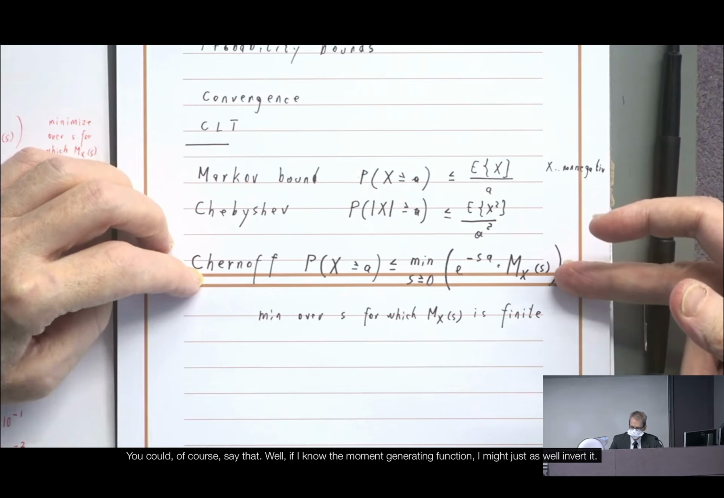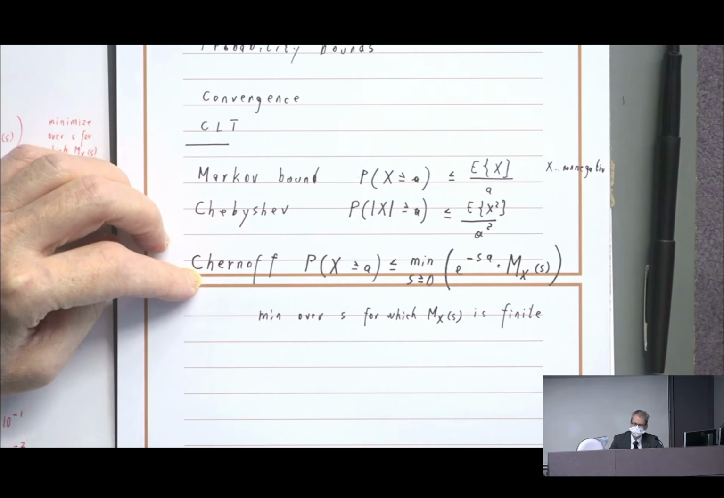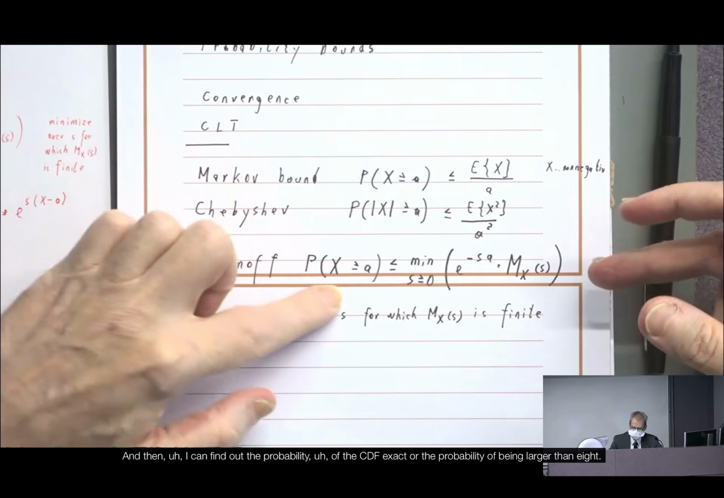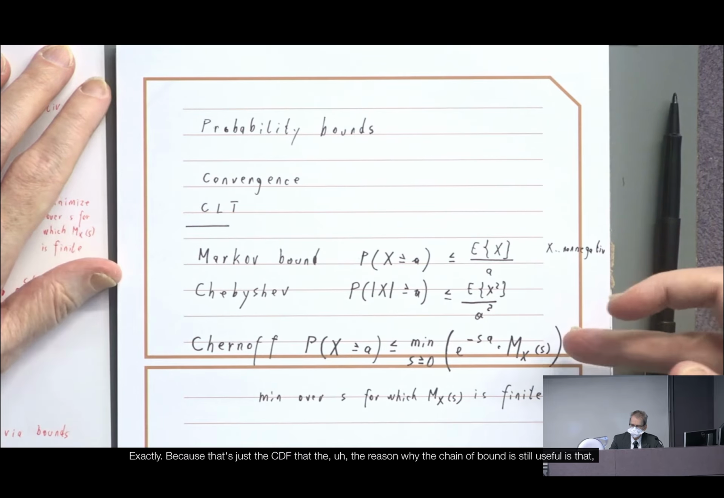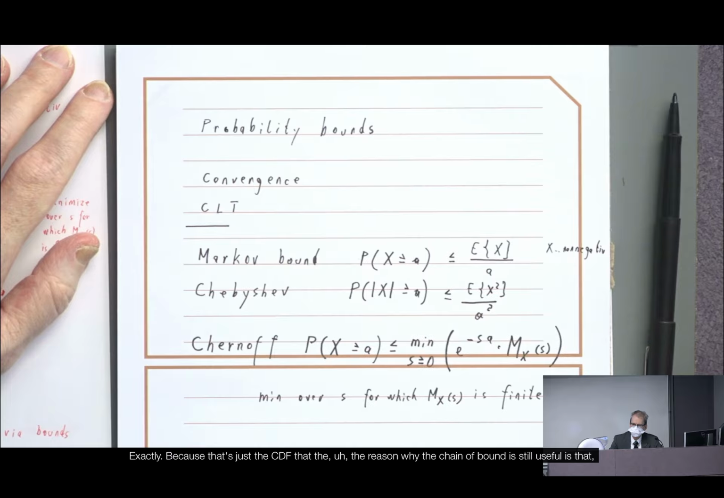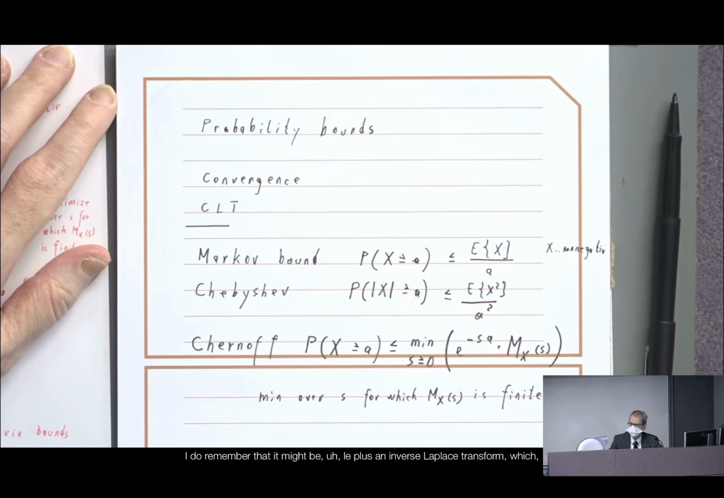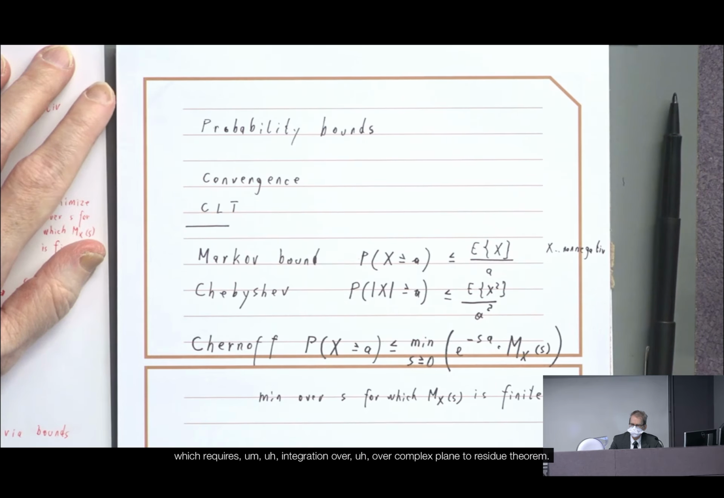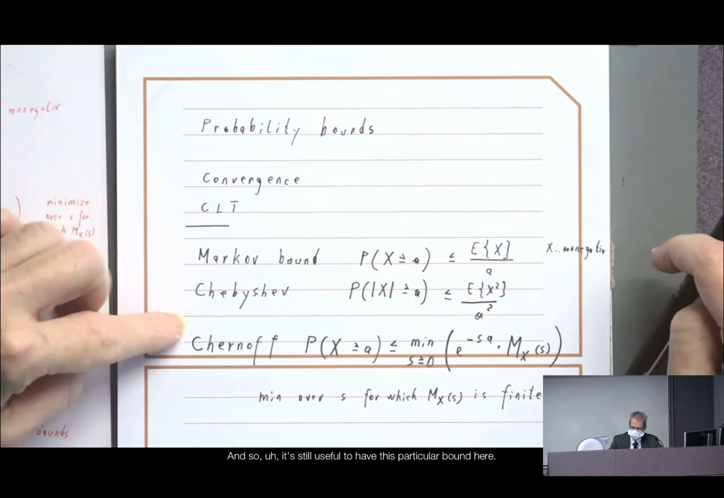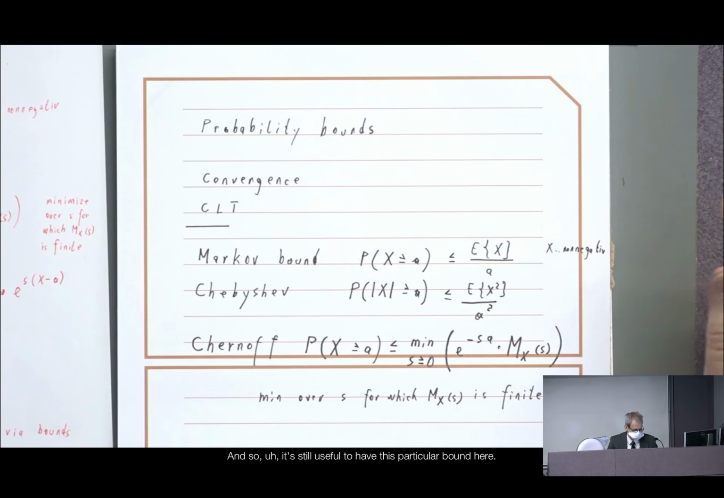You could, of course, say that if I know the moment-generating function, I might just as well invert it, and then I can find the CDF exactly, or the probability of being larger than a exactly. The reason why the Chernoff bound is still useful is that in a lot of situations that inversion is not easy. Remember that it might be an inverse Laplace transform, which requires integration over the complex plane and the residue theorem, so it's still useful to have this particular bound.